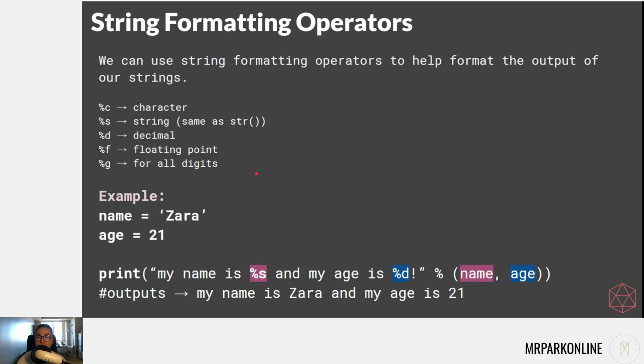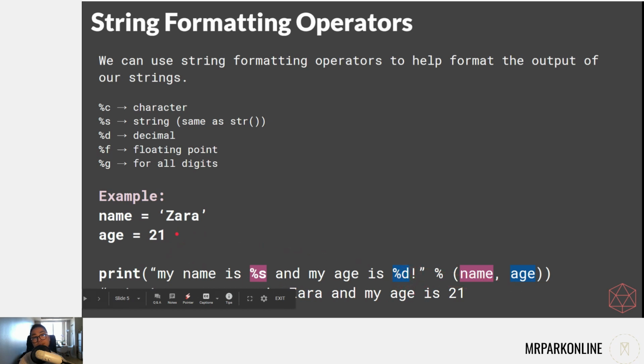So I have variable name as Zara, and age is set to 21. And it's going to print, my name is %s and my age is %d, then percent, and in brackets I have name and age. Basically, it goes in order. The first variable is going to go to the first formatting operator, and it's going to format it as a string because that name value is a string. Whereas here, I have a %d, which is for integers, and I have age as an integer. So we're going to output an integer here, which is the variable age.